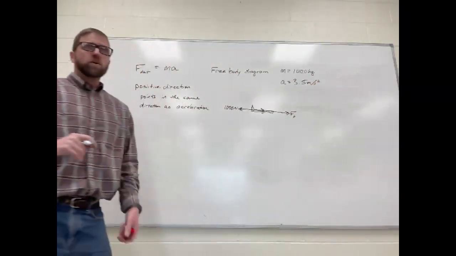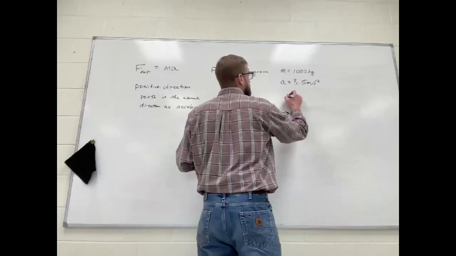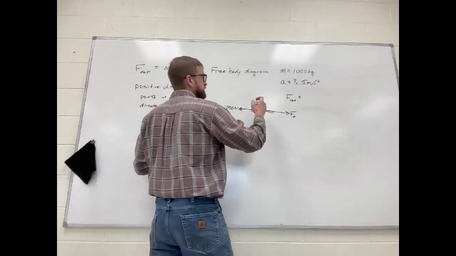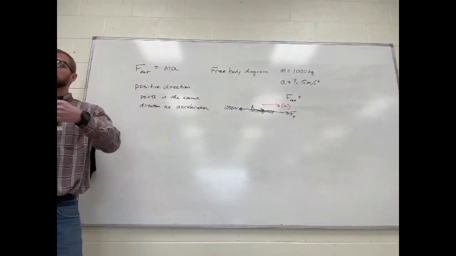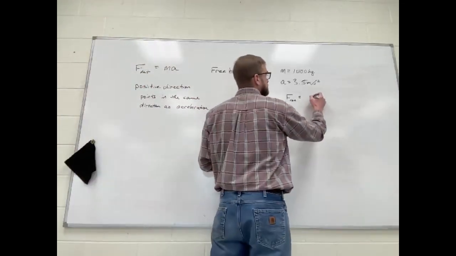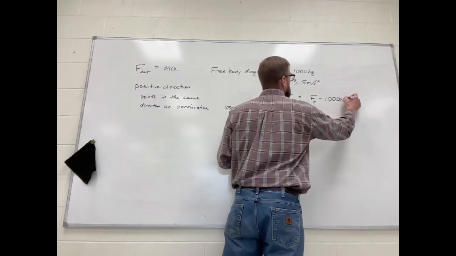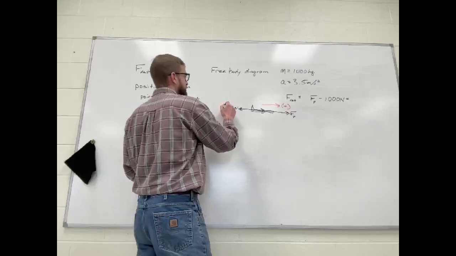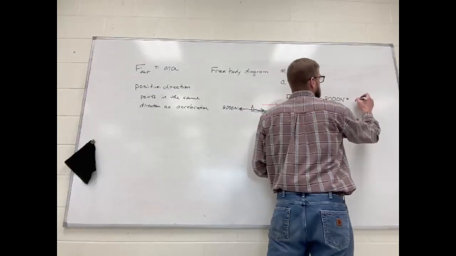Okay, so then we want to now set up Newton's second law, the net force acting. What's the positive direction? Positive direction is in the direction of acceleration. So we want that to be the positive direction. So then we'll do F subscript P minus 2,000 newtons equals the mass times acceleration.